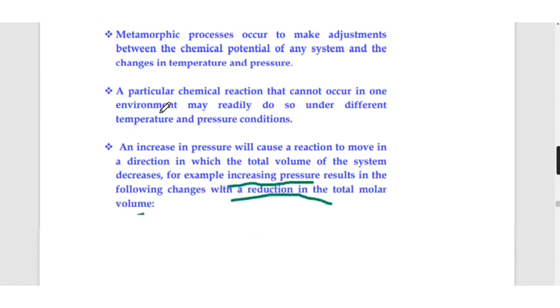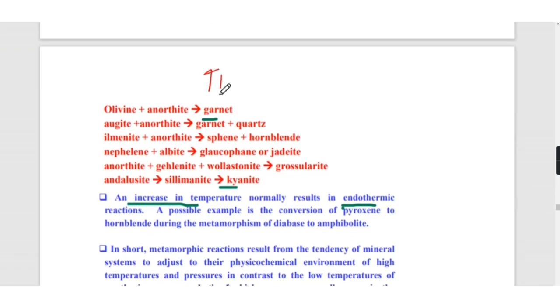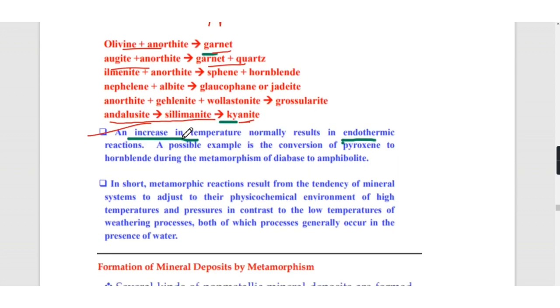Role of temperature and pressure. An increase in pressure will cause a reaction to move in a direction in which the total volume of the system decreases. For example, increasing pressure will result in the following changes. Olivine and anorthite will change to garnet, and augite and anorthite will change to garnet plus quartz. With increasing pressure, andalusite and sillimanite will form kyanite. And if there is an increase in temperature, there will be an endothermic reaction, which means the conversion of pyroxene to hornblende.